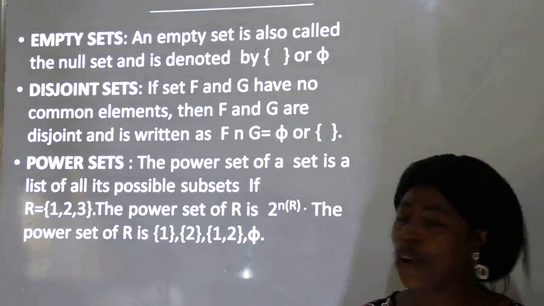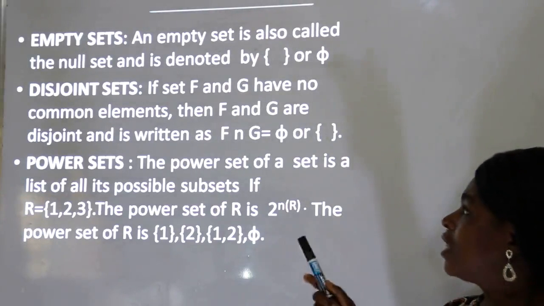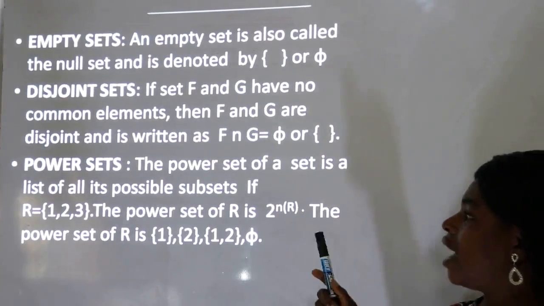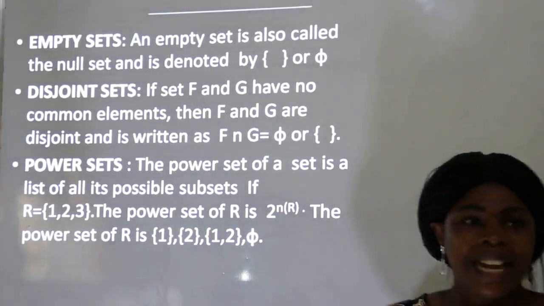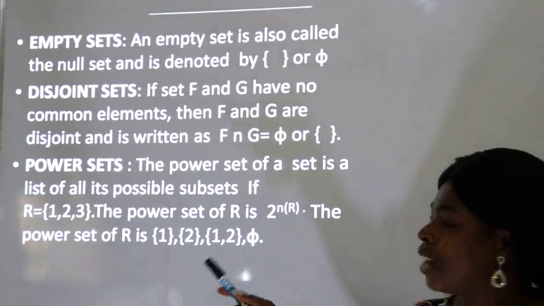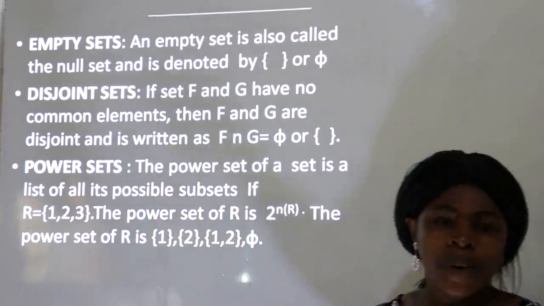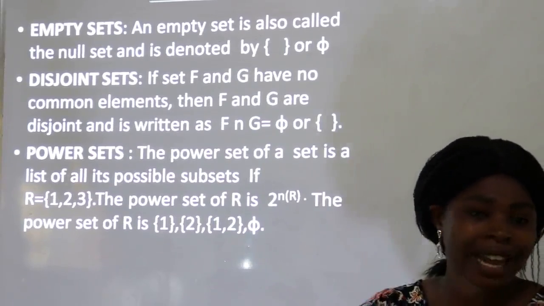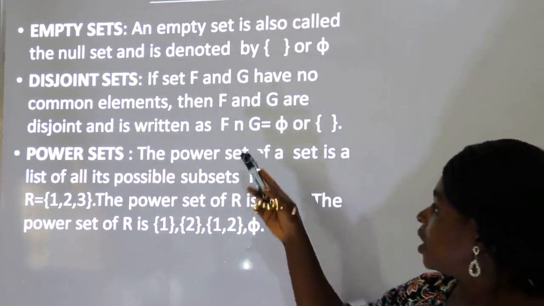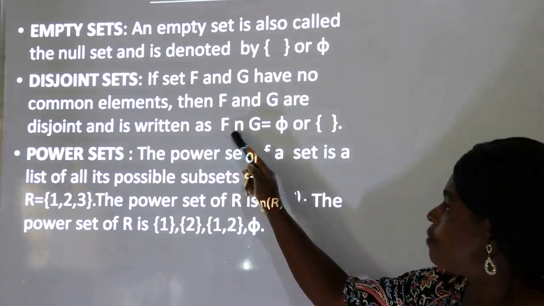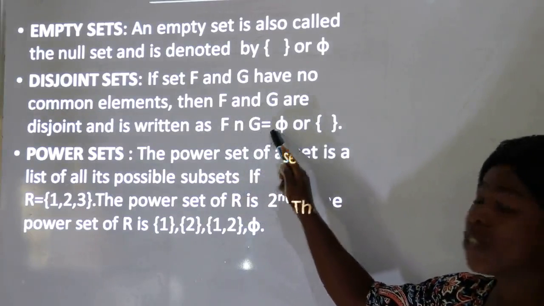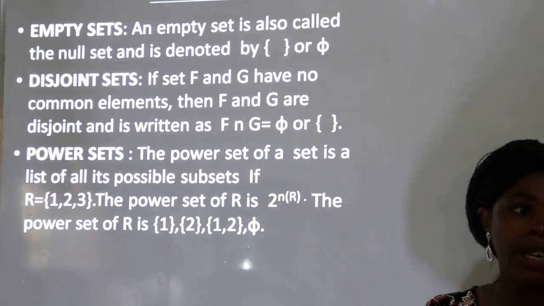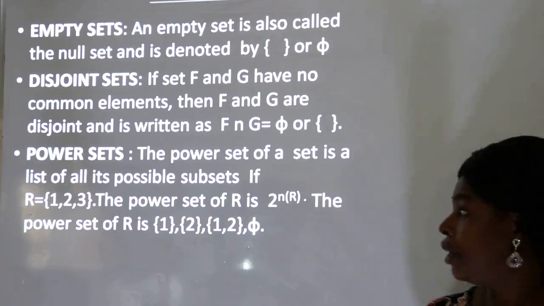Then we have a disjoint set. If sets F and G have no common element, then F and G are disjoint. If you have two sets that don't have anything in common, remember I talked about A intersection B. If A intersection B doesn't have anything in common, it means they are disjoint. So F intersection G is equal to empty, or you write it like this. It means they are disjoint. They don't have anything in common.